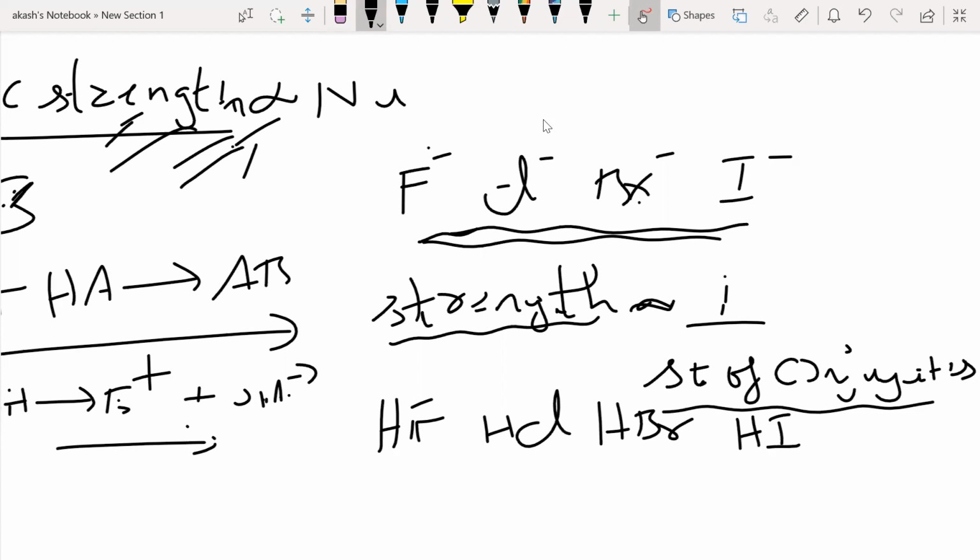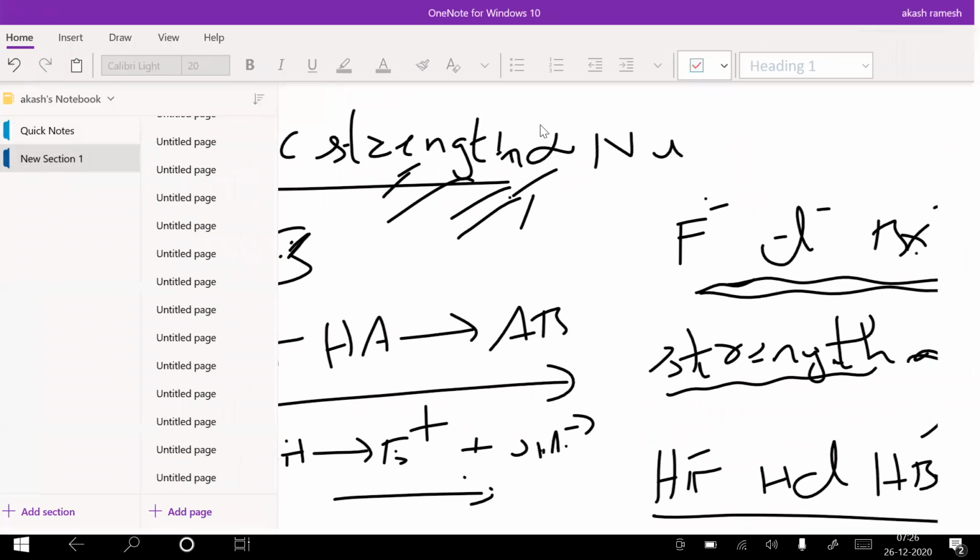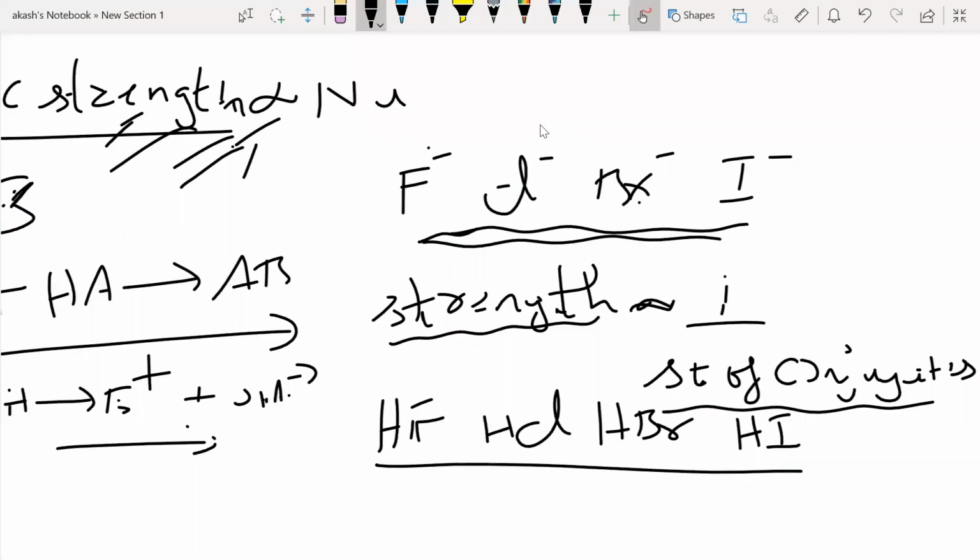Correct? Now tell me, guys, among these four acids, obviously you would have done your P block now. You should be able to answer this. Which among these is the strongest acid? HI. HF. Okay. Someone said HI. Okay, fine. So the answer is HI. The HI is the strongest acid here.